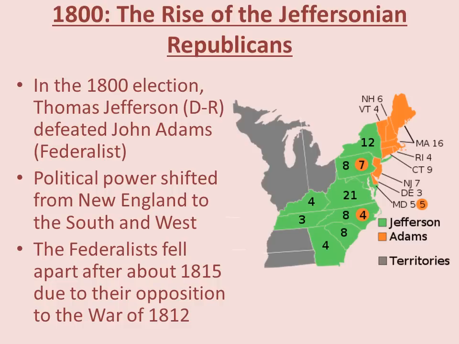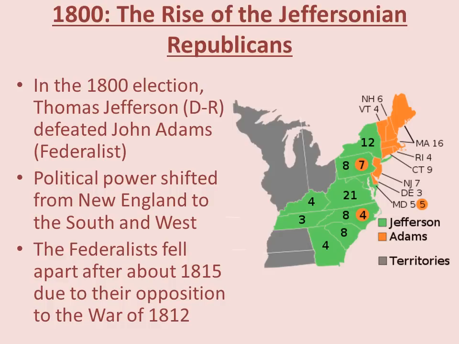The first major realignment occurs in 1800 when Thomas Jefferson of the Democratic Republican Party beats President John Adams, who was a Federalist. This is the first time that political power had been wrested away from the Federalists and people in favor of a very strong national government. And you begin to see political power shift from New England, which is where Adams and the Federalists had most of their base, to the South and the West.